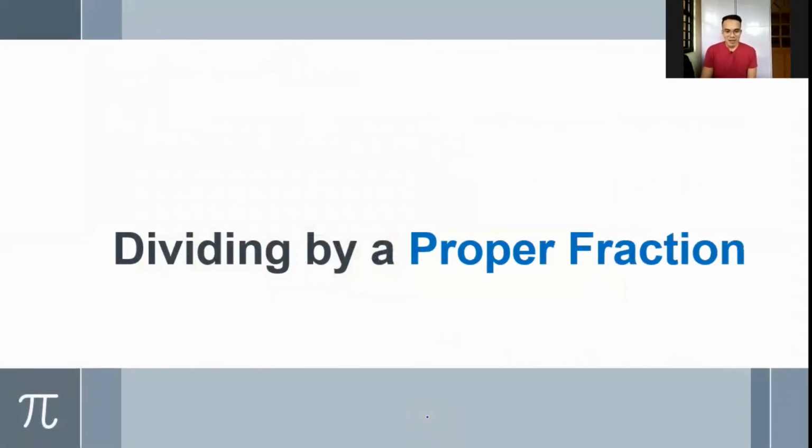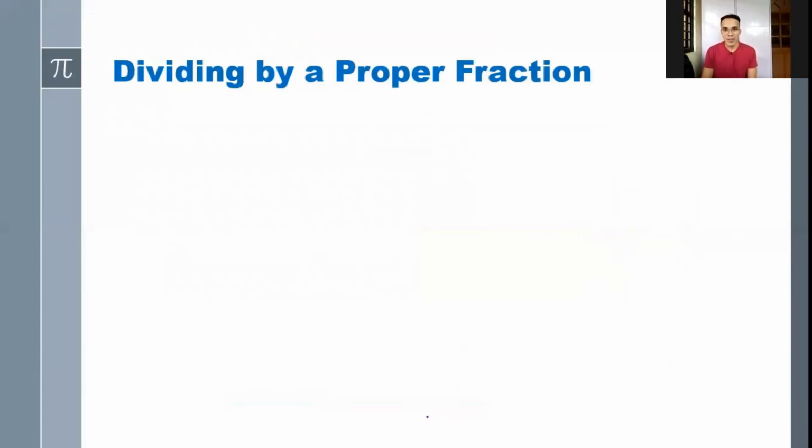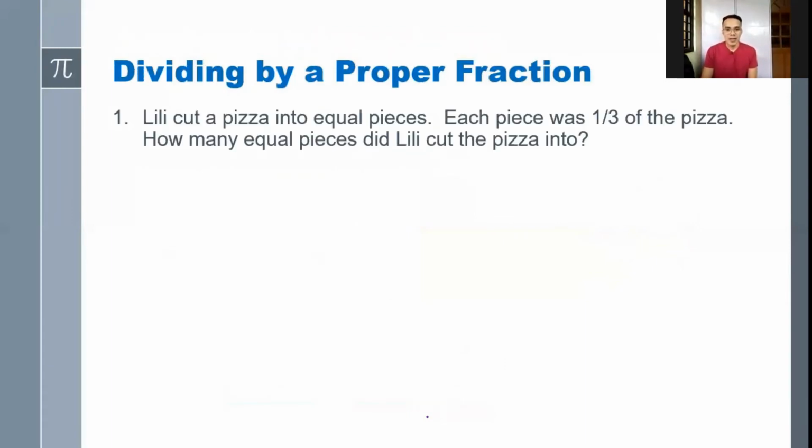Next, let's have dividing by a proper fraction. Our divisor this time is no longer a whole number, but a proper fraction. By the way, when we say proper fraction, the numerator is always less than the denominator. Just like 1/2, 3/4, 4/5, and so on. Let's have problem number 1.